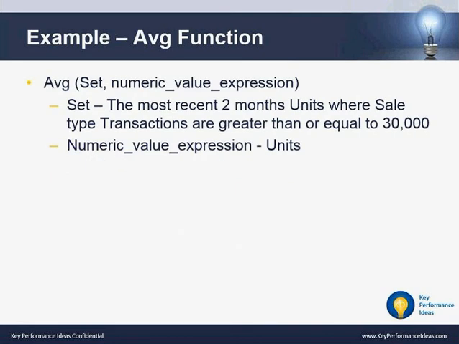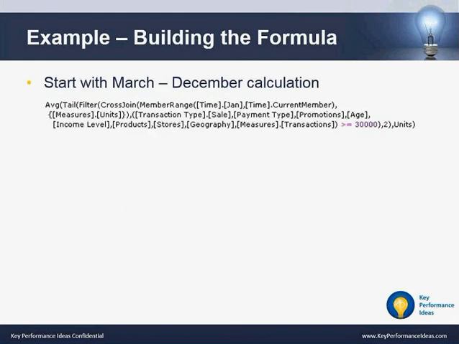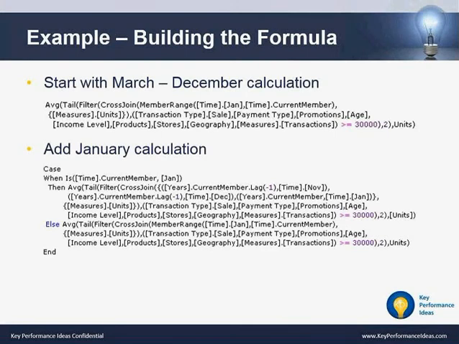So the syntax is set with a numeric value expression. Our set is what we just defined, and our numeric value expression is what we want to average, which is our units. So again, everything that you're seeing here is the same with the exception of I've added the average and I've added the units of what we wanted to average. So what I just created was actually our March through December calculation because it's doing the calculation all within the current year. So in this instance, we're going to go ahead and just start with that. Once we do that, we can go back and add our January calculation.